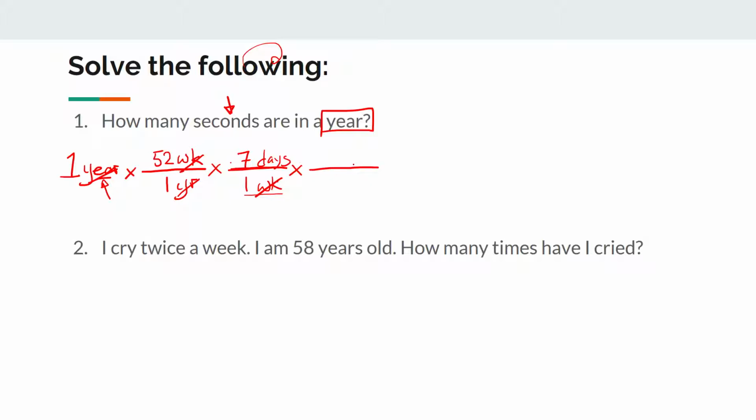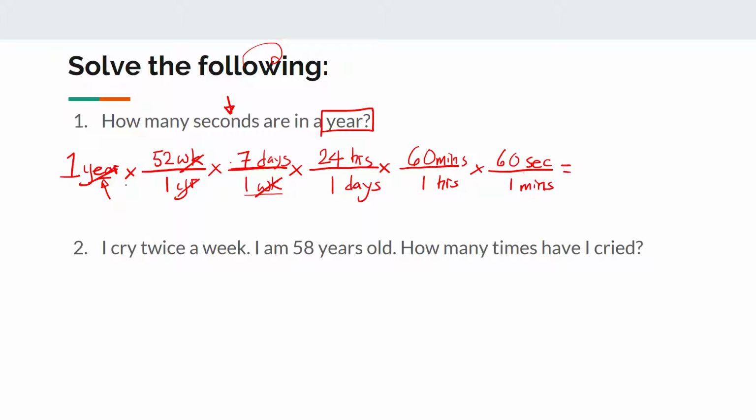To get out of days, I write days on the bottom. So I write days down here. And I could go from days to hours, right? 1 day is 24 hours. And then I can get even smaller. I could go from hours to minutes. 1 hour is 60 minutes. And then I could go from minutes to finally the unit that I want, which is seconds. 1 minute is 60 seconds.